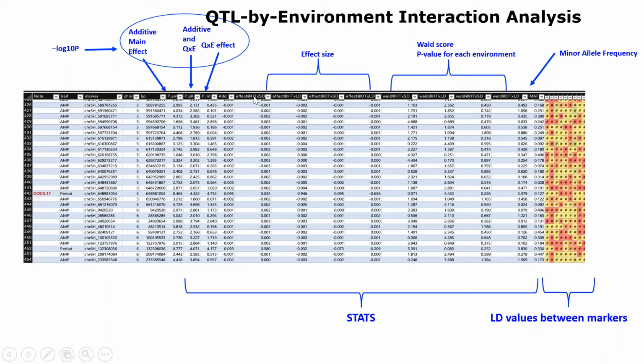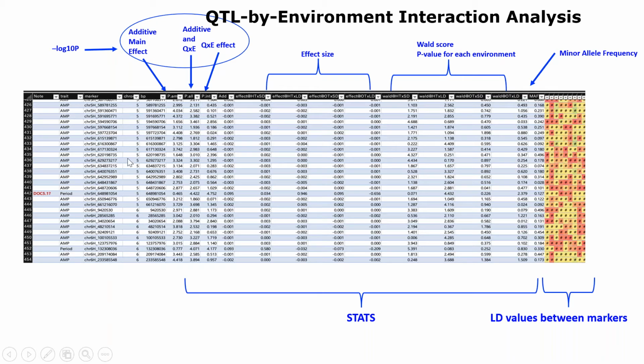For example, how do they behave under high light, high temperature under short day, high temperature under long day, and optimal temperature under short day and optimal temperature under long day. And what is their p-value for their respective temperature. And here we also have the minor allele frequency and the LD map on the right-hand side.